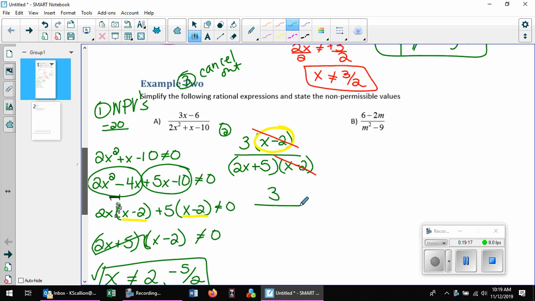So simplified, it would be 3, 2x plus 5. And that's your simplified answer. With my NPVs, where x cannot equal +2 and -5 over 2.